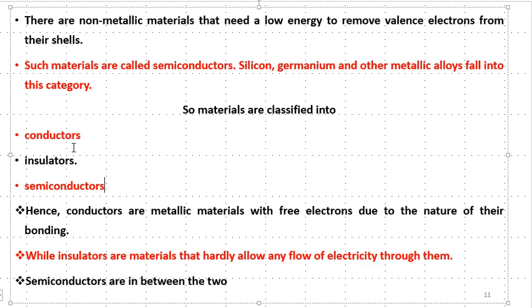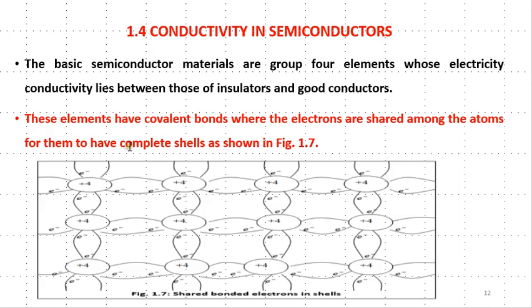In conductors, no energy is needed because the electrons are already delocalized. In insulators, we need a very large amount of energy. In semiconductors, we need a moderate energy, which is smaller than that of insulators. So the next thing here is to look at the conductivity in these semiconductor devices. These semiconductor devices, as I have already said, are group 4 elements, and in group 4 elements, the kind of bonding they have we call covalent bonding.